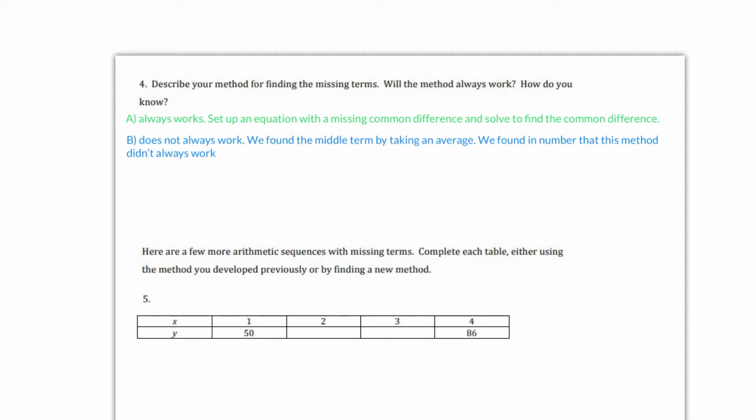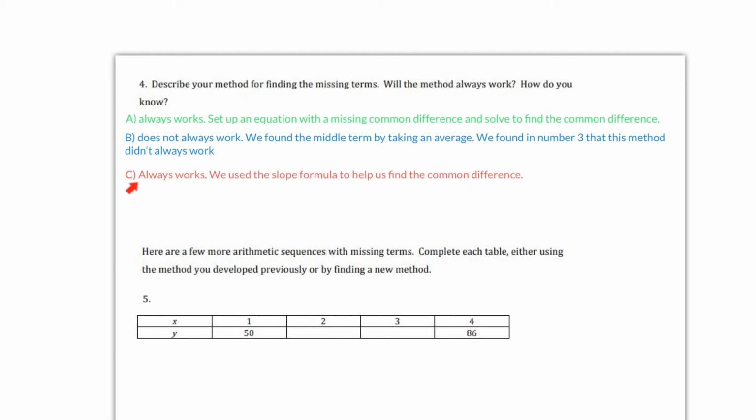Our next method was method B, and we found that that does not always work. Method B was where we found the middle term by taking an average of the y values from the terms that we had. We found in number 3, there should be a 3 in here, that this method didn't always work. Then we'll talk about our third option, letter C.